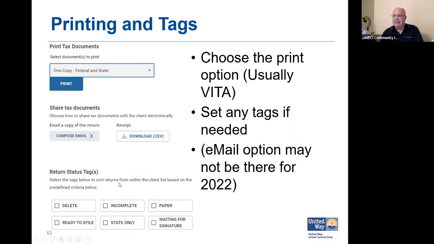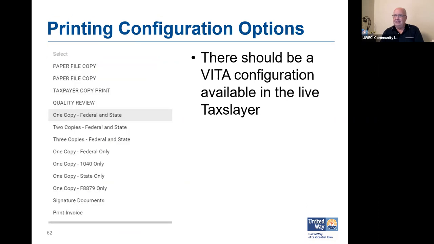You want to set some status flags down there. We may add some more. You can set them. Again, there's a drop-down list of the print options. We talked about IO returns, having to print a lot of extra ones. You can print federal and state, two copies printed. So basically you can get a shortcut there and you'll print a whole bunch of extra copies. For the client, we do want to give them a VITA copy. But for the state and the federal, these other versions usually work just fine.